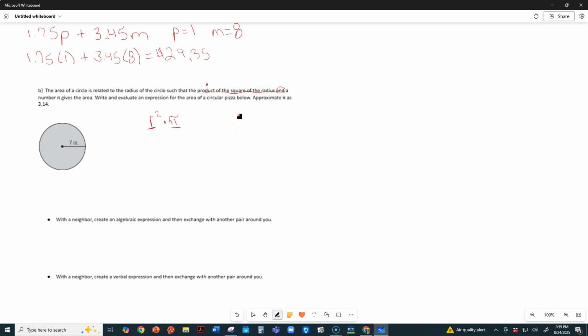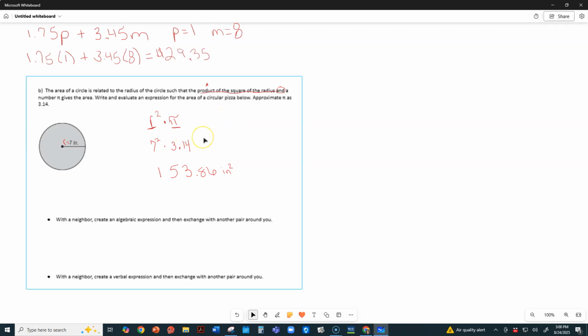So we're going to look down here and find out that the radius for this pizza is 7 inches. So I'm going to say 7 squared times 3.14, and that's going to give me 153.86 square inches for the area of that pizza.